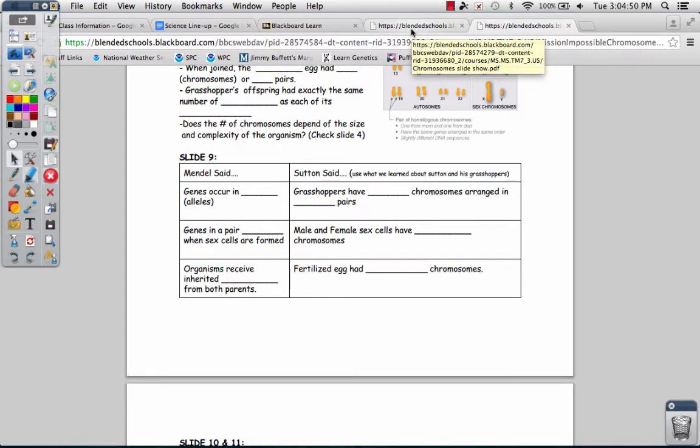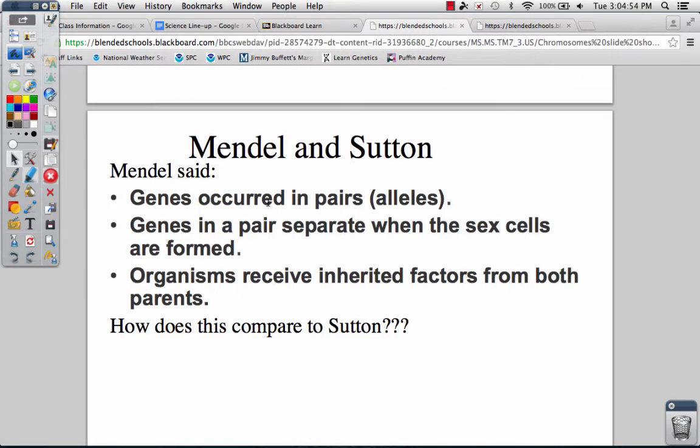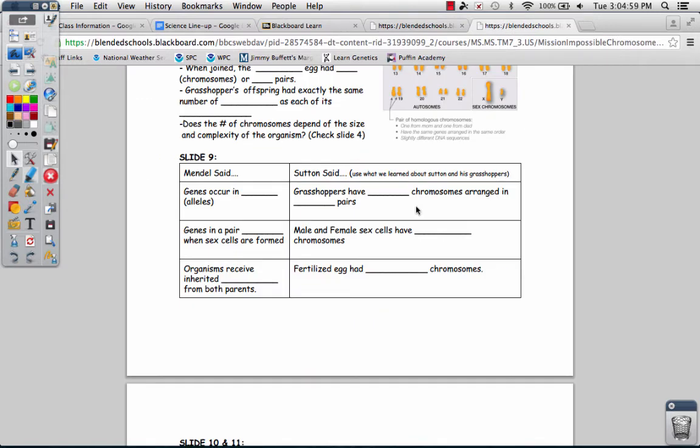So we have that genes occur in pairs. At least that's what Mendel said. And Sutton then comes back and says that grasshoppers have 24 chromosomes arranged in 12 pairs. So they definitely occur in pairs. Mendel said they occur in pairs. Sutton kind of proves that.